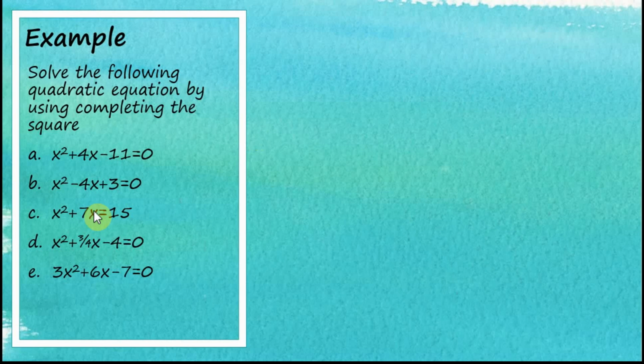For question C, the coefficient of x is an odd number. For A and B, these are even numbers, right? But for C, this is an odd number, and the process is more or less the same. So let's copy the question C. So we have x squared plus 7x equal to 15. Okay, so to complete the square, we need to have the 4 components.